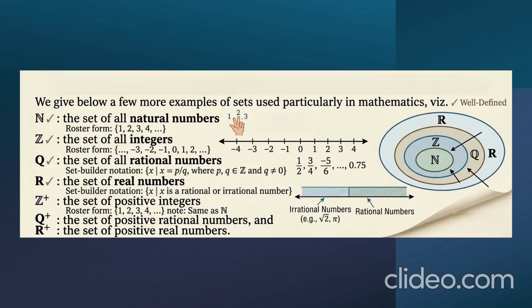Now, these are examples of collections of numbers particularly used in maths: set of natural numbers, set of integers, set of rational numbers, set of real numbers, set of positive integers, set of positive rational numbers, and set of positive real numbers. These are the collections of numbers which are well defined and will remain the same. So these are the set of collections.